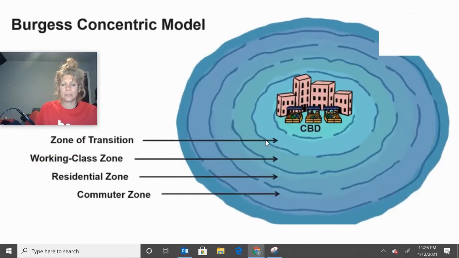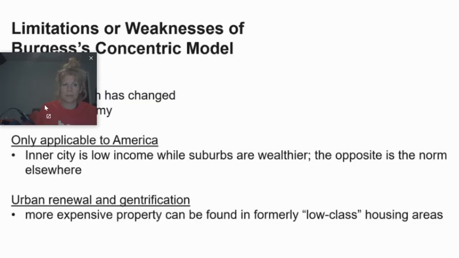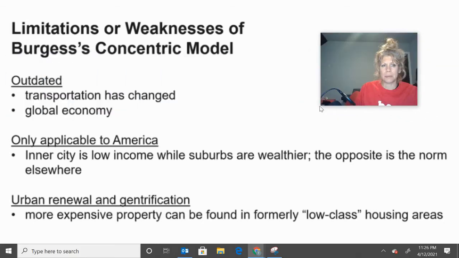Okay, so let's dive a little deeper into this. The zone of transition is going to be right here, and then you have your working class zone, and then you're going to have your residential zone, and then your commuter zone. Okay. So the problem with this model is that it is very outdated, right? It was designed in the 1920s, and one thing that has really changed since the 1920s, guys, is transportation, right?